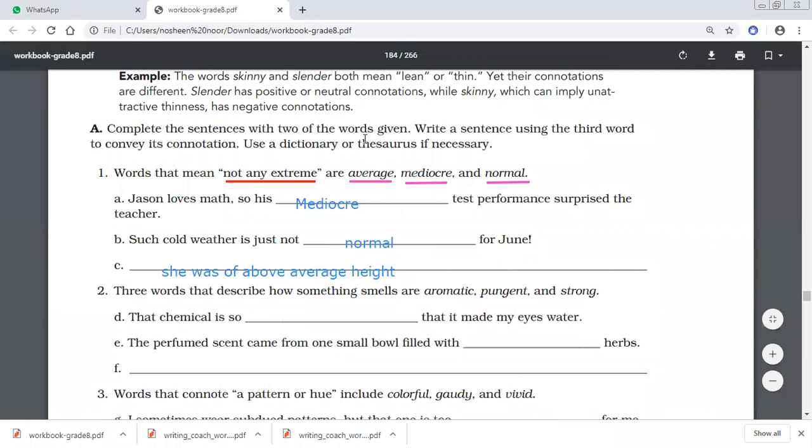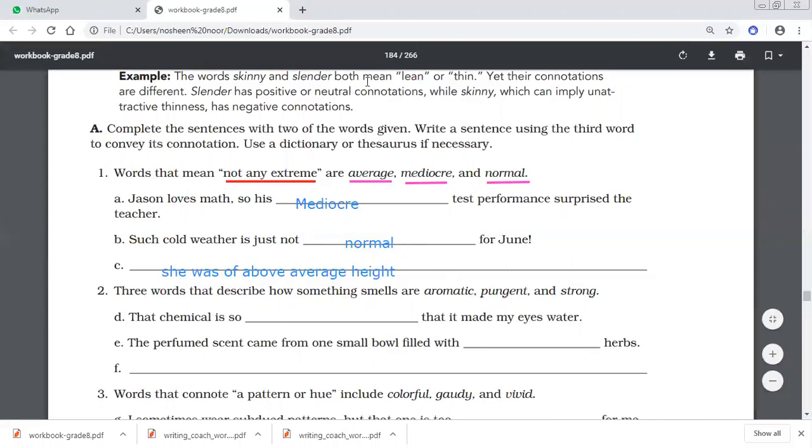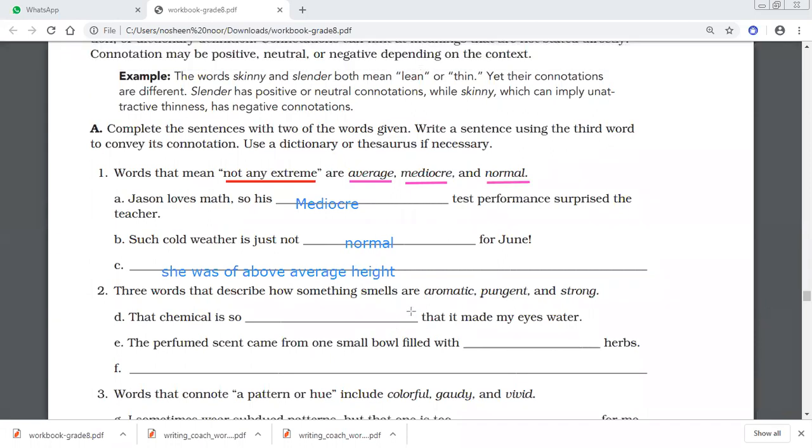Okay, so I'll move to number 2. Now, again, we have 3 groups of words that have the same meaning, which is a smell. Now, there are variations in the connotations of all the 3 words. We have 3 words here. I will just highlight them for you to see clearly. There is the first word, aromatic. The second one is pungent. And the third is strong.